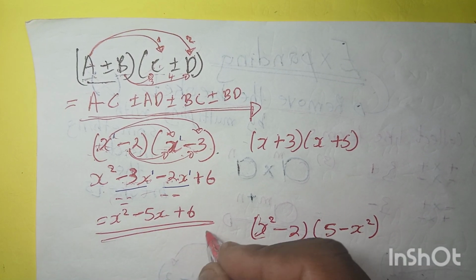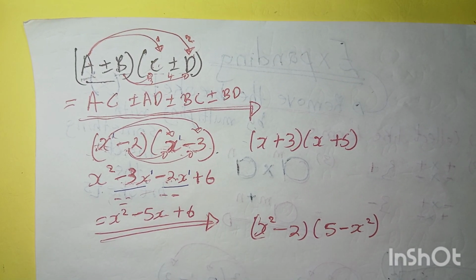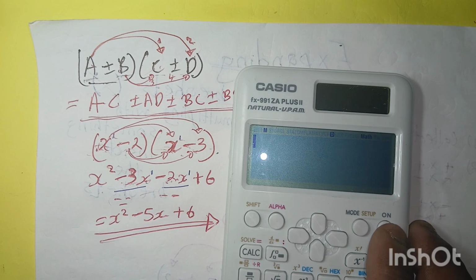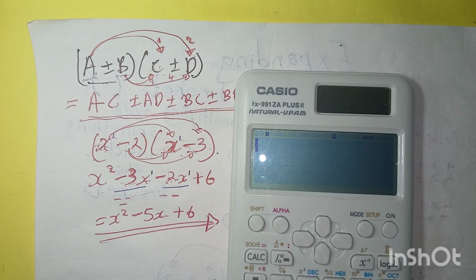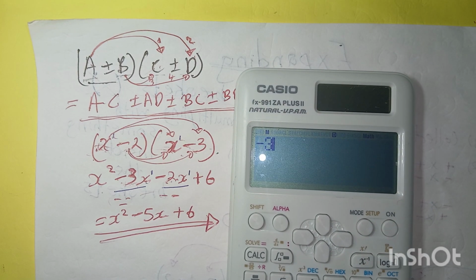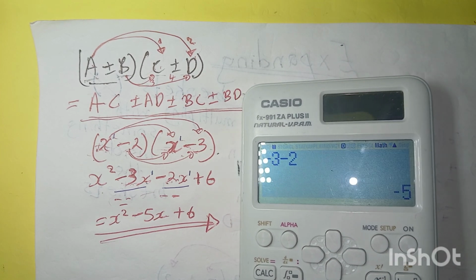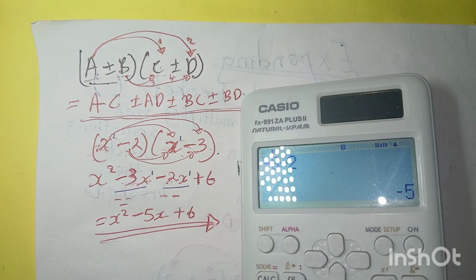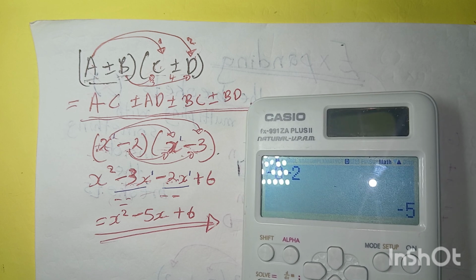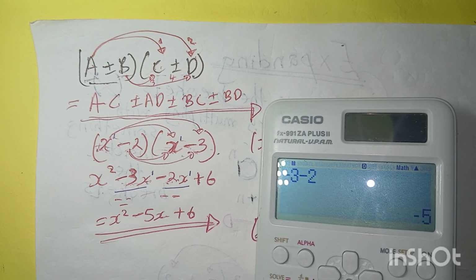Final answer. If you don't believe me, because I know that I'm innocent like a baby, this thing is minus 3, minus 2. Do you see? I never lie. I told you. So this thing is minus 3. It's minus 5. Yeah.